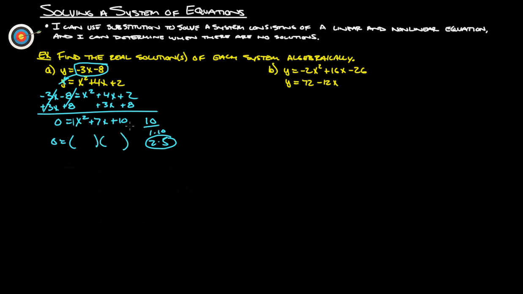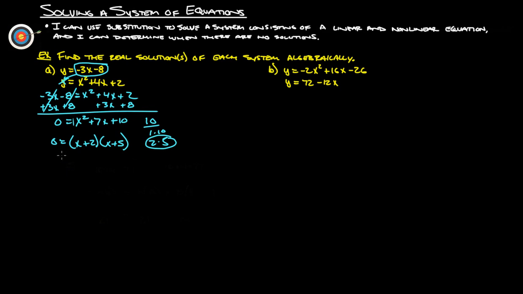Okay, so let's see. We know that we've got x times x to get the x squared. 10, we figured out, is going to be 2 and 5. And these have to add up to a positive 7, so that means it's going to have to be positive 2, positive 5. 2 times 5 is positive 10. 2 plus 5 is positive 7. So we know we've got the right factors there.